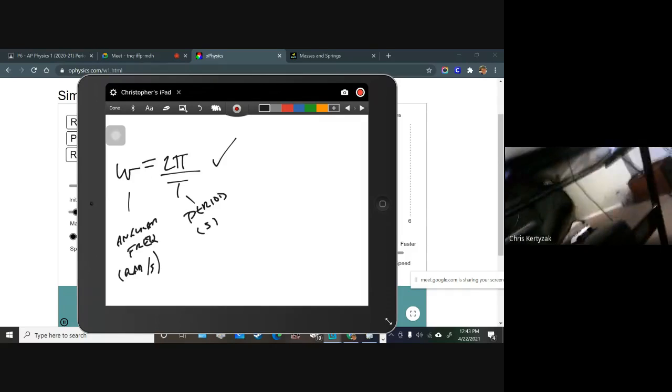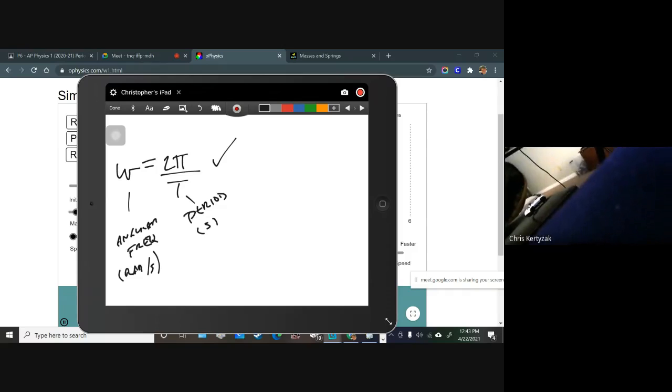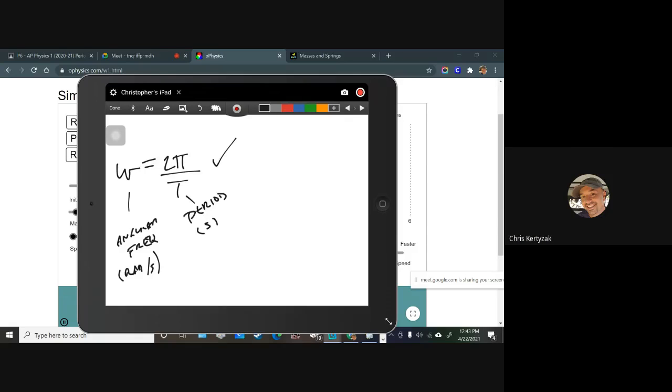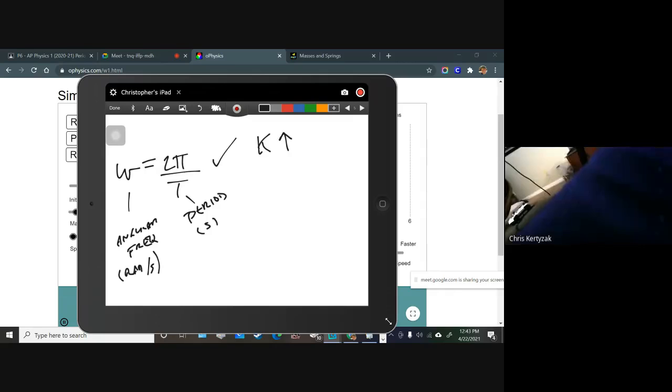However, we saw that there was a connection between the spring constant and omega. Remember, there's this connection between omega and period, right? So when K was large, when K was big, omega was small.